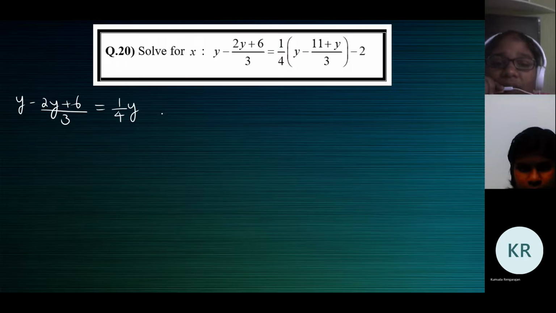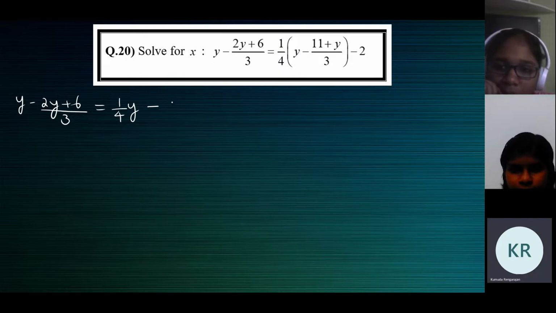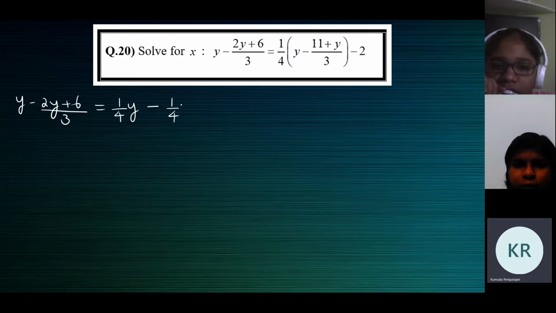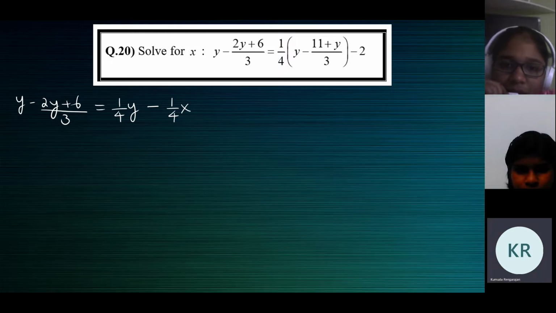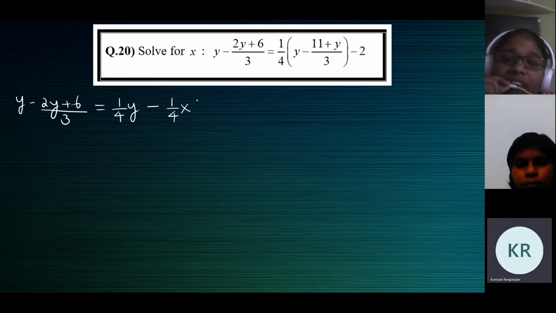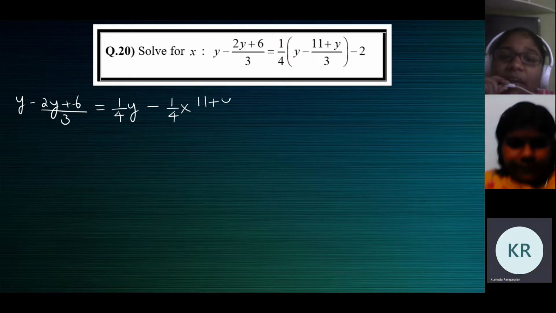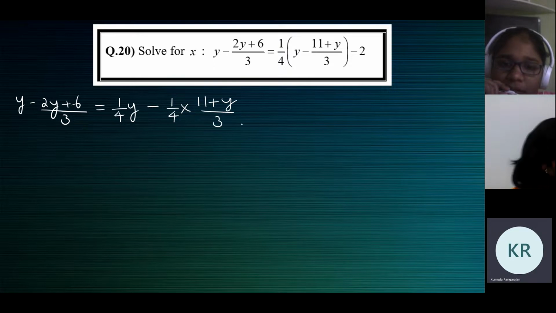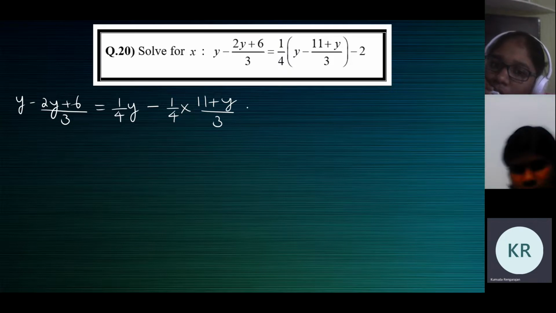1 by 4 y minus 1 into 11 plus y. What should you multiply? Write it. Let's write it as it is. We'll have to multiply 1 by 4 and what? Y. You're done with that. 1 by 4 and y you already multiplied. Next we have to multiply 1 by 4 with what? 11 plus y by 3. Yeah. So write it as it is. The next step we can multiply. Should we multiply 1 by 4 with minus 2, Bhavishya?